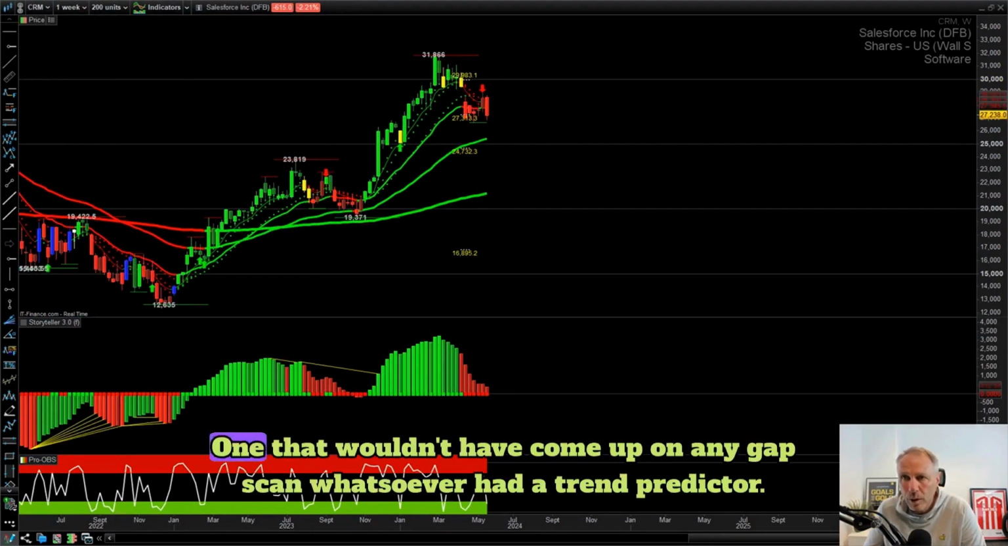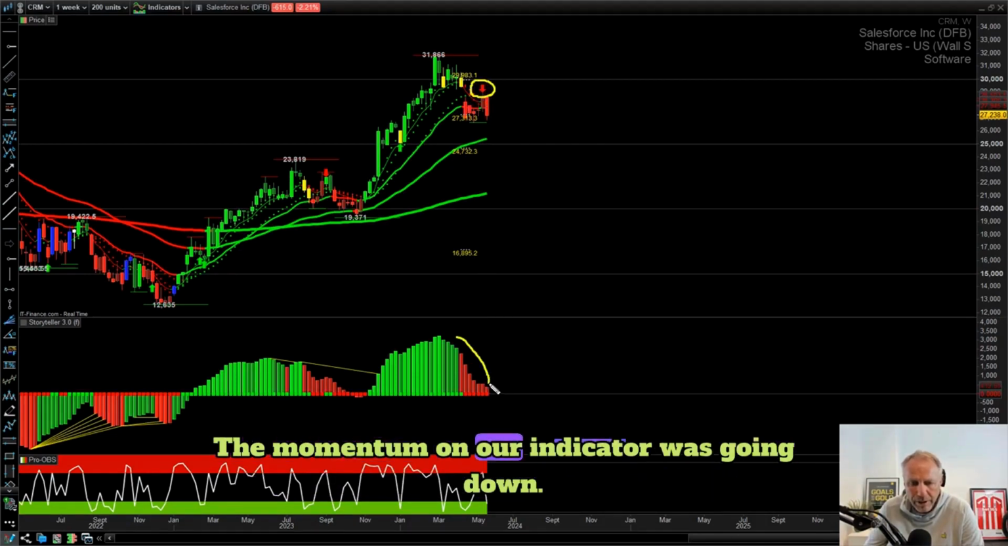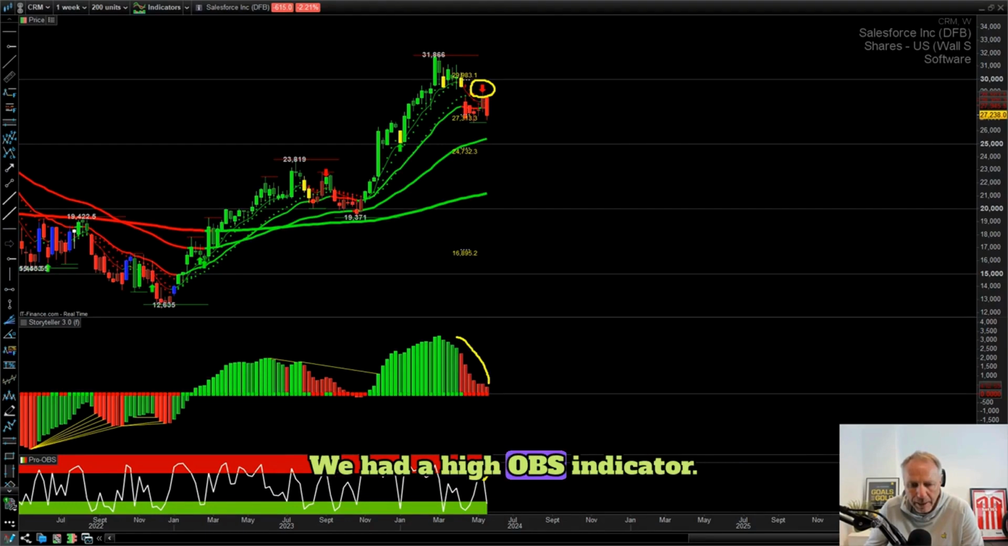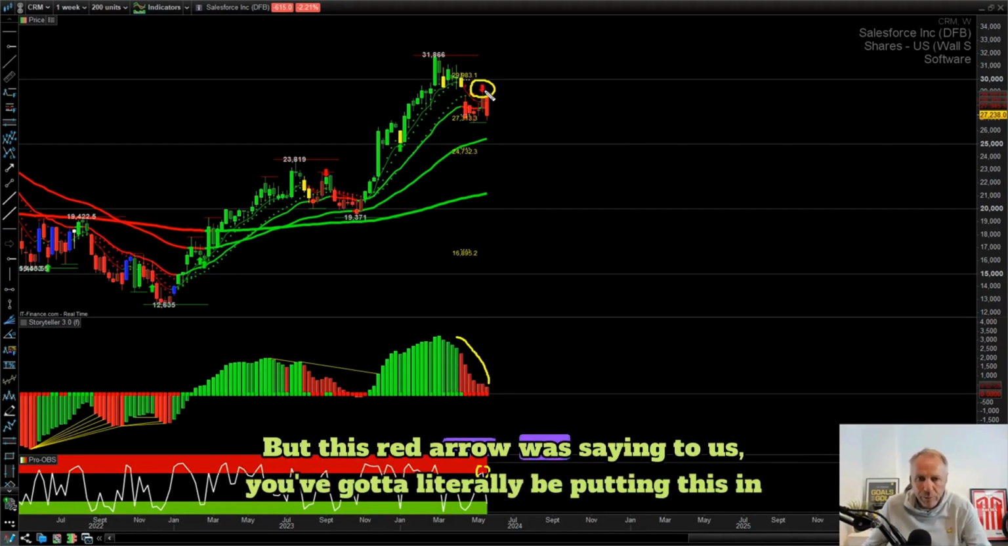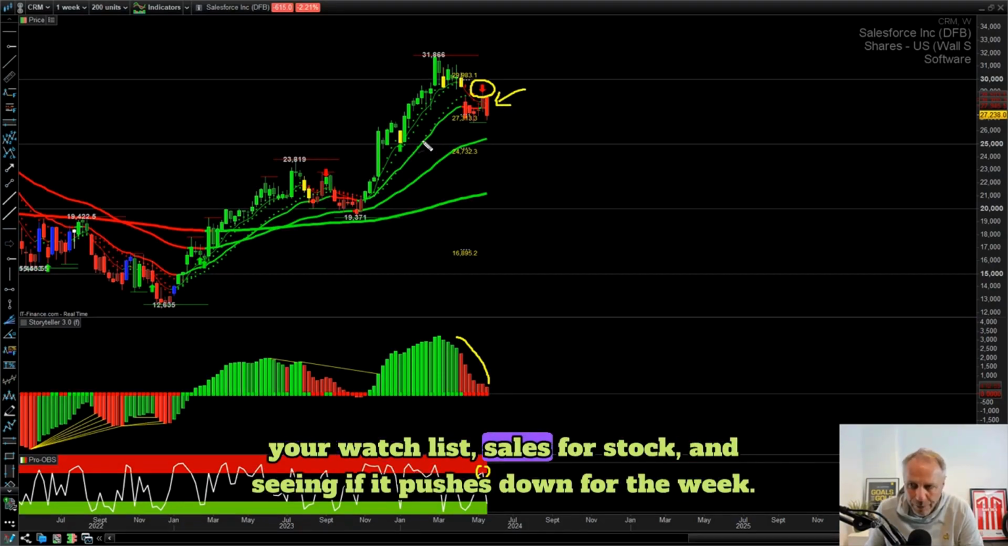If you look at Salesforce here, one that wouldn't have come up on any gap scan whatsoever, had a trend predictor. The momentum on our indicator was going down. We had a high OBS indicator. You could use a MACD if you wanted to. But this red arrow was saying to us, you've got to literally be putting this in your watch list, Salesforce stock, and seeing if it pushes down for the week.